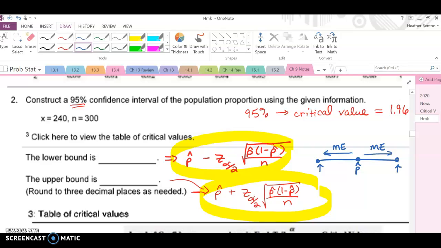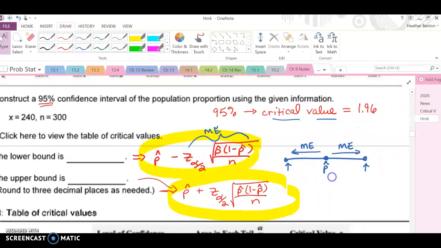And so that's what we're doing when we do these two formulas, because this is p hat and this is the margin of error here, where z sub alpha over 2 is your critical value, right? And then you have this part, the square root of p hat times 1 minus p hat over n, all of that is your standard deviation.